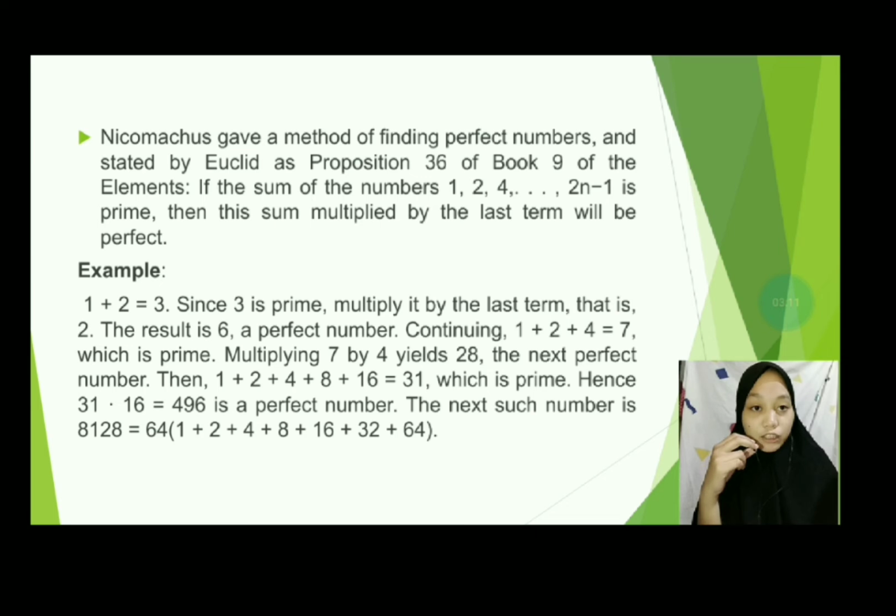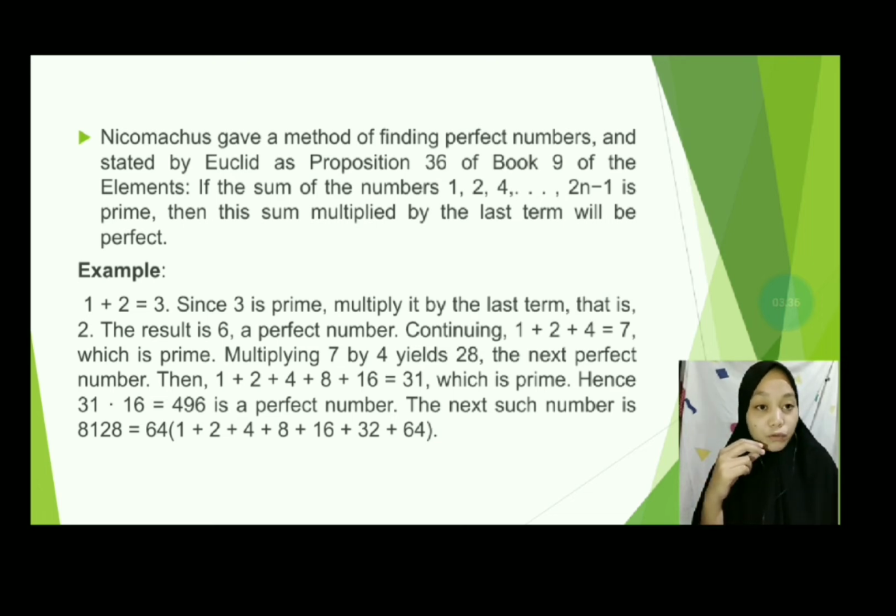So Nicomachus gave a method of finding perfect numbers, stated by Euclid as Proposition 36 of Book 9 of the Elements. If the sum of the numbers 1, 2, 4 is prime, then this sum multiplied by the last term will be perfect. So for example, 1 plus 2 is equal to 3. Since 3 is a prime, multiply it by the last number, which is 2. So the result will give us 6. It is a perfect number.